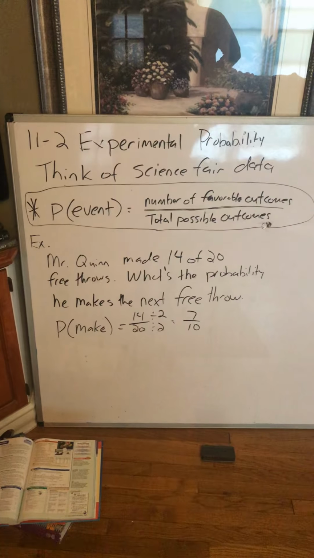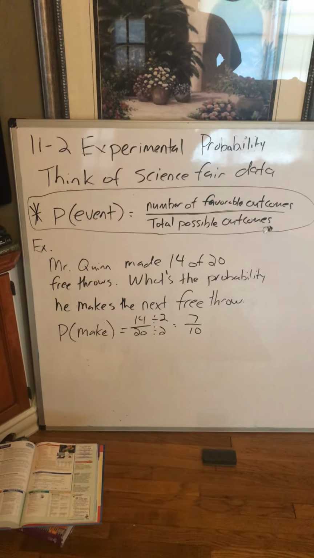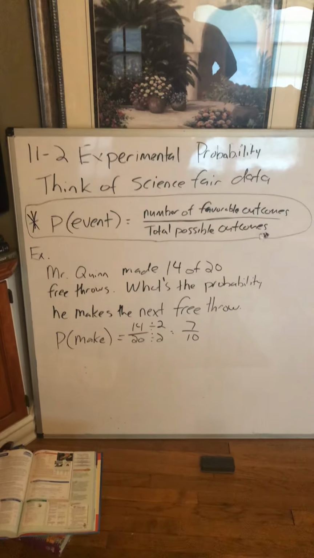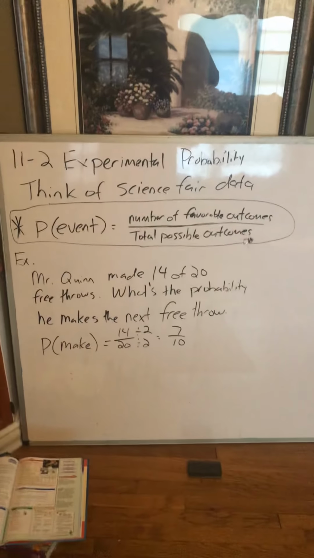But just like all fractions, we must reduce. 14 20ths reduces by 2 to get 7/10. The probability that Mr. Quinn makes the next free throw is 7/10.